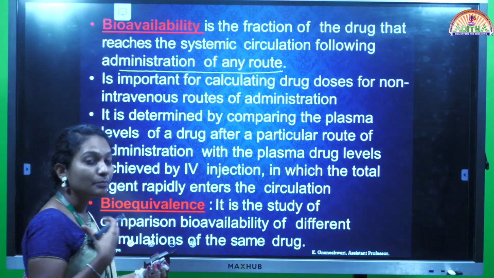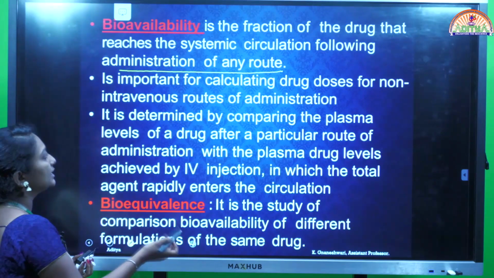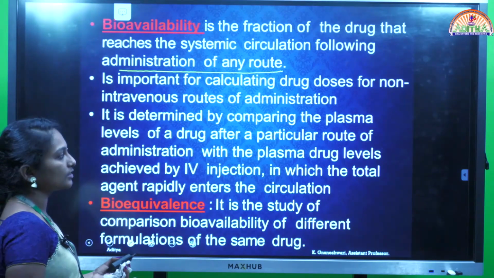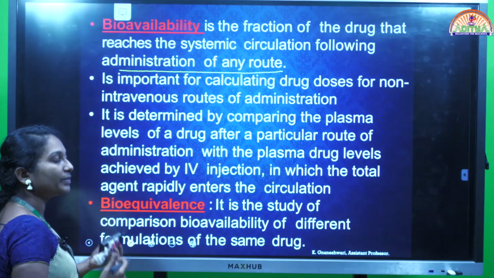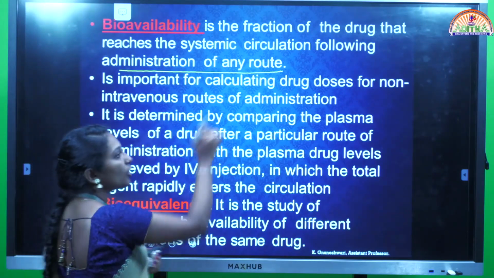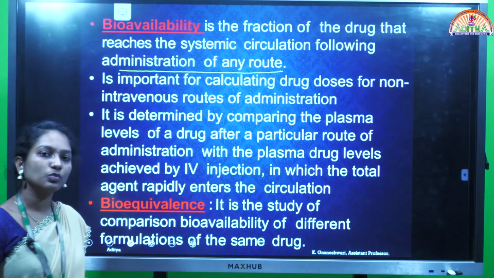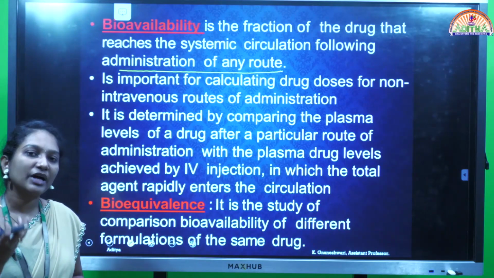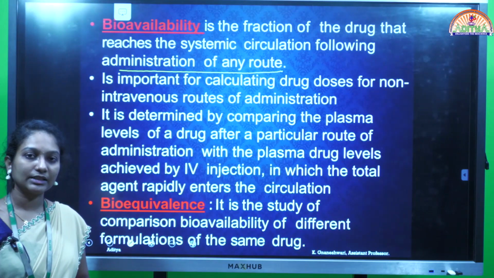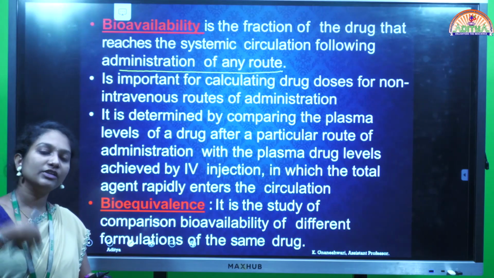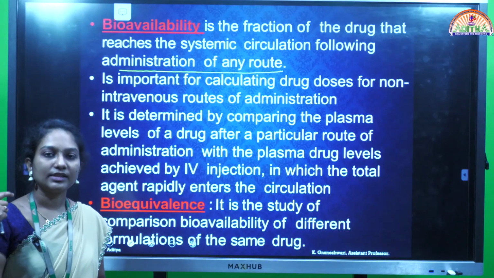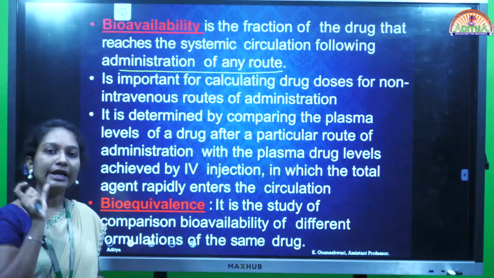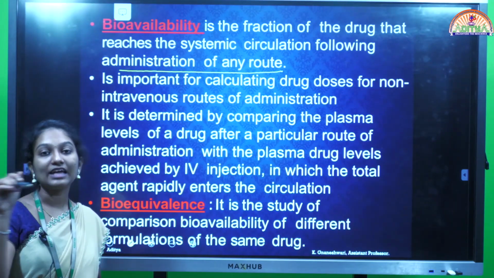The reason or the importance of this bioavailability is that we will be comparing the drugs. The drugs given through the intravenous route, we will be comparing the plasma levels with the non-intravenous route. Because we know that the intravenous bioavailability is simply the amount of the drug that will be reaching your systemic circulation, and for the intravenous route, it is generally 100%.